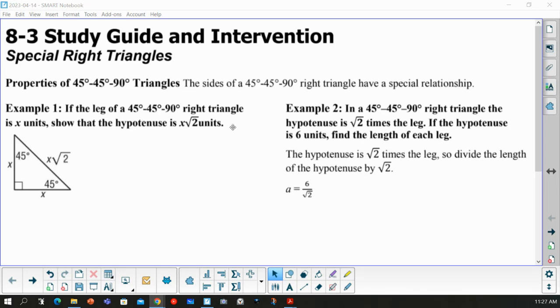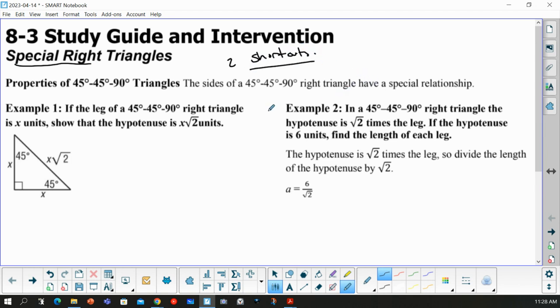All right, Mr. Harmless here, and we are working on 8.3 study guide. This is just the examples. We have in this unit a set of shortcuts. When this says special right triangles, I want you to just think shortcuts. We've got some shortcuts, right? So special right triangles, it's two shortcuts.